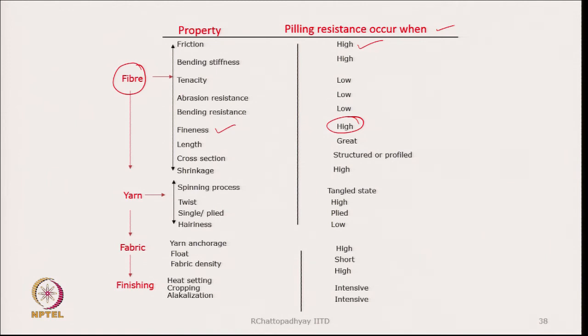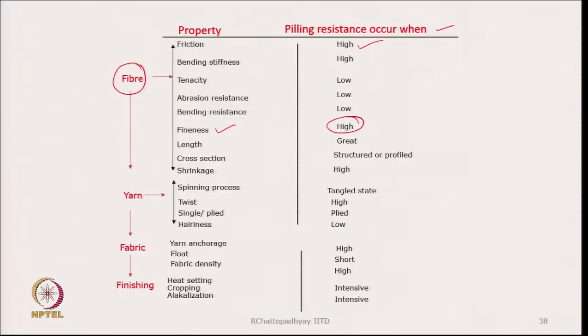So, this is, in a way you can say, the gist of a design research, where a designer finally is writing how peeling resistance can be improved by manipulating or changing fiber parameters, yarn parameters, fabric parameters, finishing parameters.